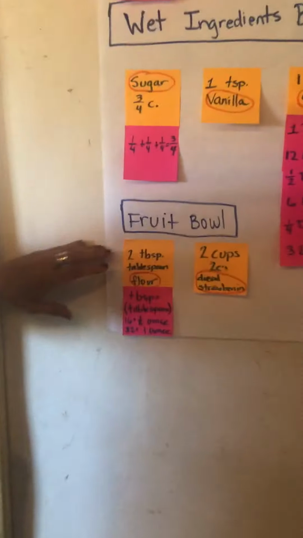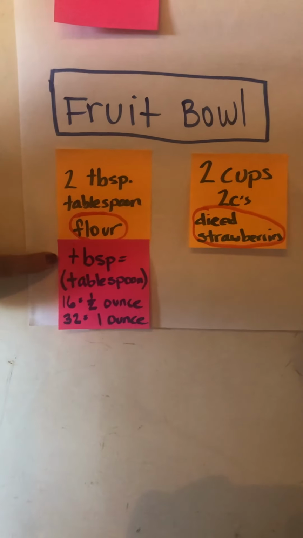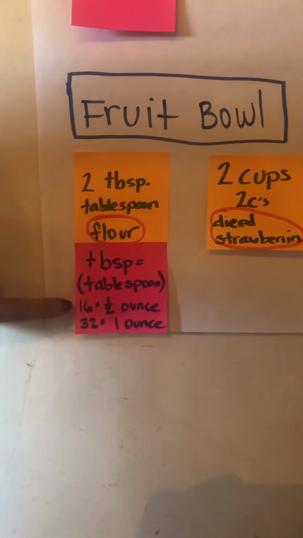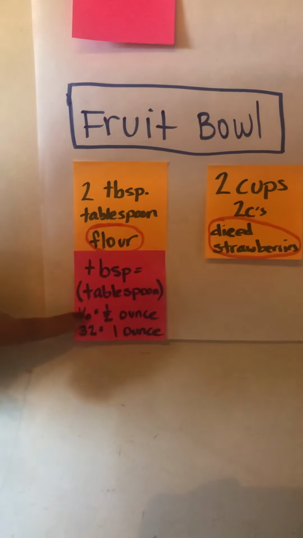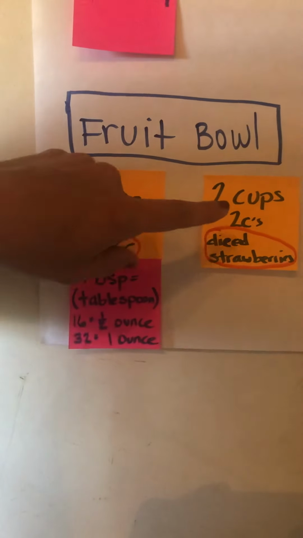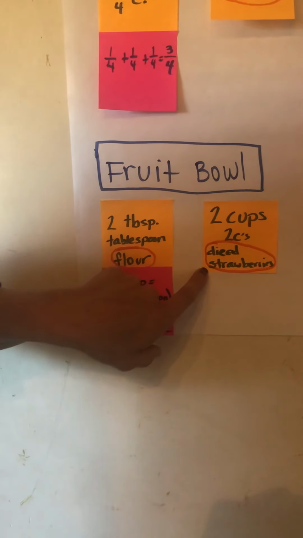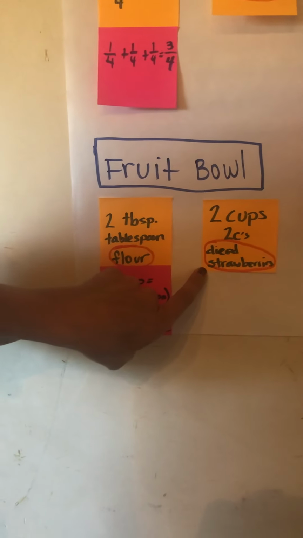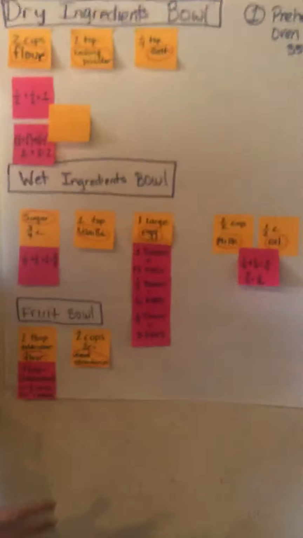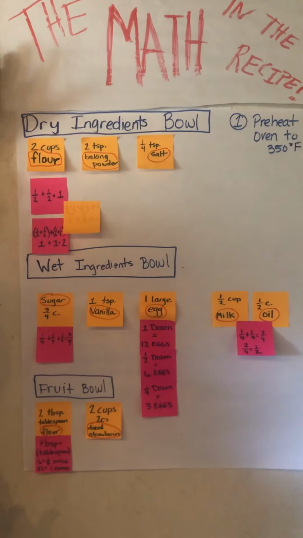And then there's a 3rd bowl, which is the fruit bowl, which is 2 tablespoons of flour. And just so you know, tablespoon its abbreviation is TBSP. And if you really needed to know a little bit more facts, 16 tablespoons is 1/2 ounce and 32 tablespoons is 1 ounce. Then there are 2 cups of diced strawberries. That's the main ingredient of this fabulous bread. Fruit bowl. But ultimately, that's the main recipe item for this bread we're going to make.